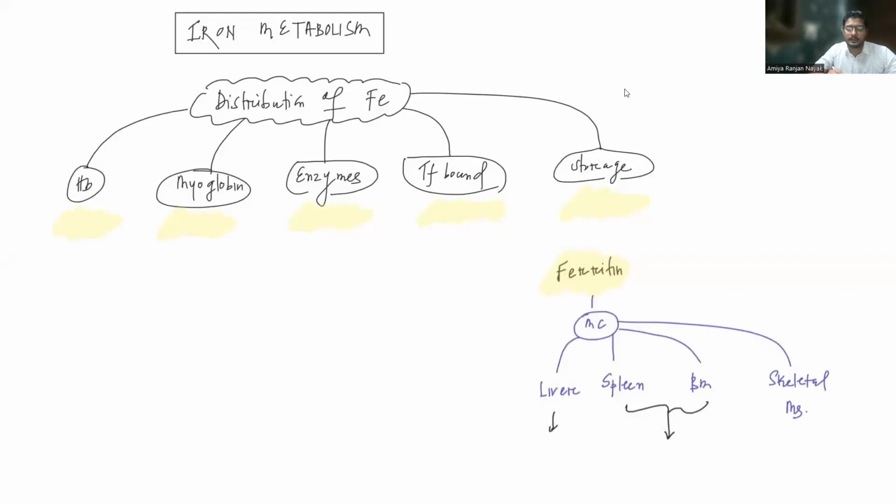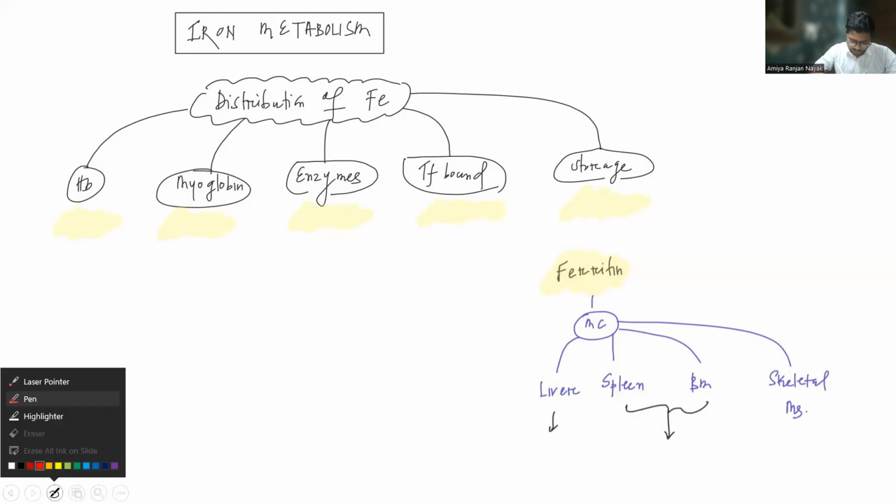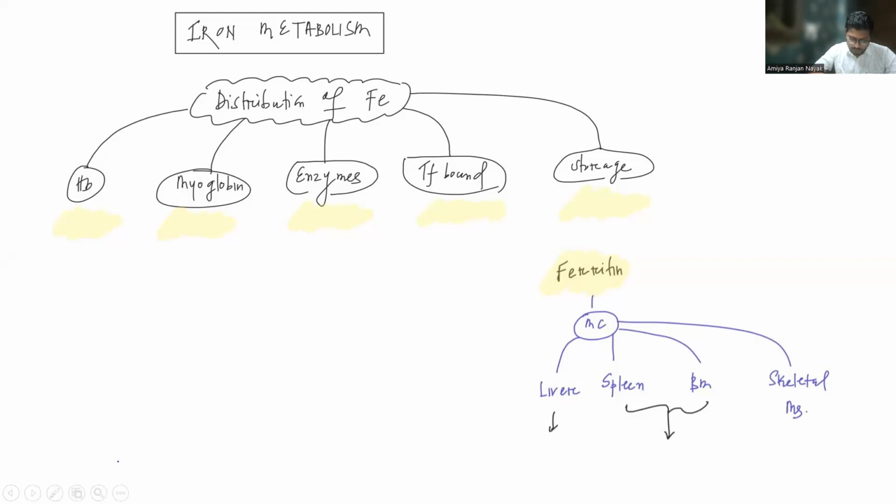Hello everyone. In this lecture, we are going to discuss a very important topic, that is iron metabolism. This topic is really important before we can study iron deficiency anemia and hemochromatosis. So let's start with the distribution of iron.